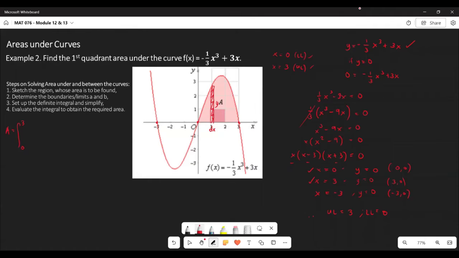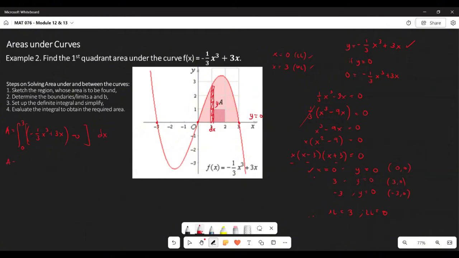So yung y upper natin is yung given function na negative 1/3 x cubed plus 3x. Ano naman yung y lower natin? Yung y function sa baba is nasa x-axis. Therefore, yan ay y is equal to 0. So huwag kalimutan yung dx.